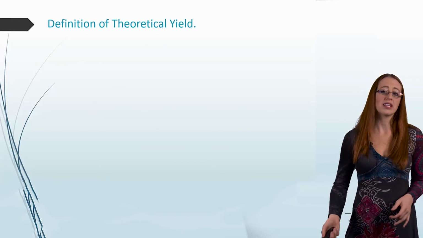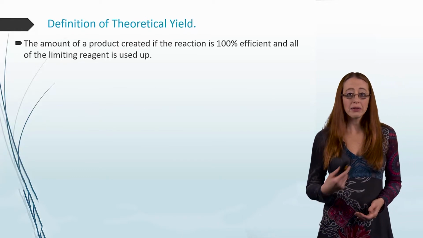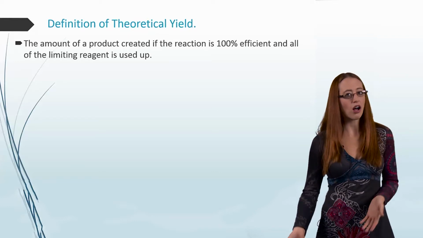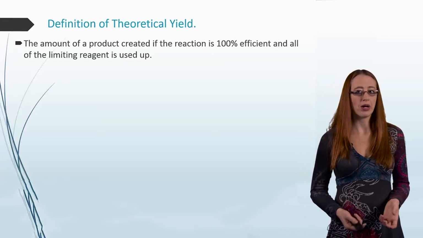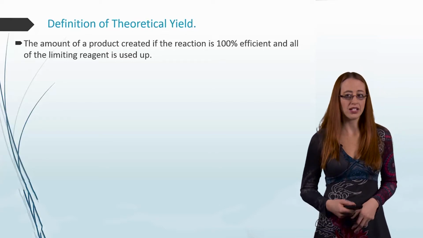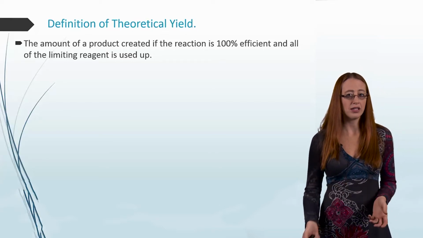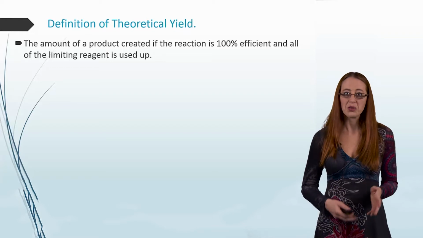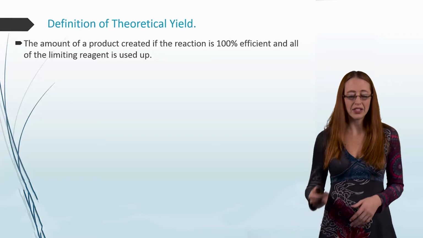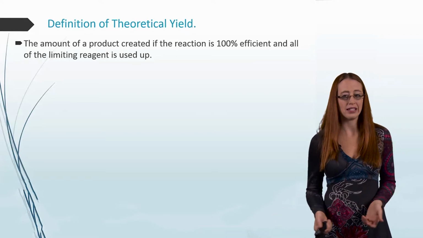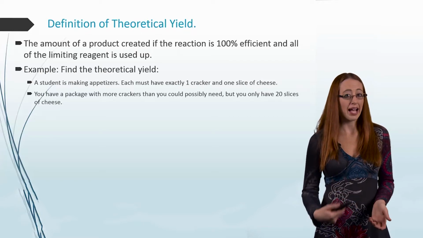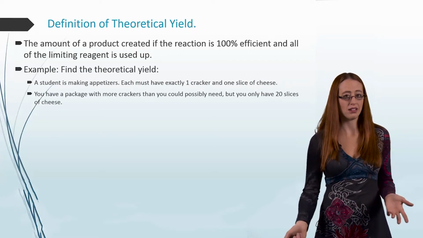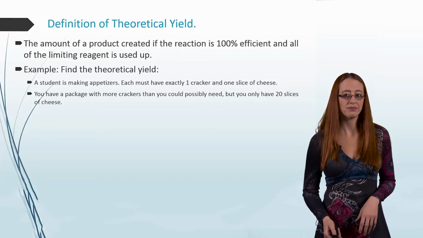So first off, what is theoretical yield? Theoretical yield is actually something that we've been talking about and we just haven't called it that. So this is the amount of the product that is created if the reaction is 100% efficient and all of the limiting reagent is used up. So if everything goes as planned, the amount of product that you get is the theoretical yield. In actuality, this doesn't usually happen though, and that's why we have this thing called a percent yield.